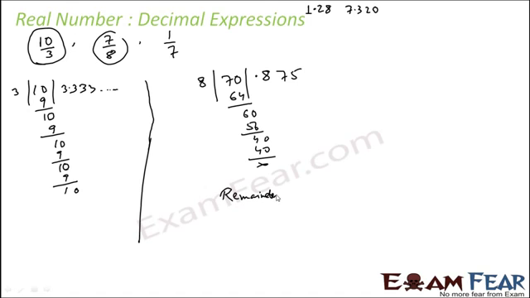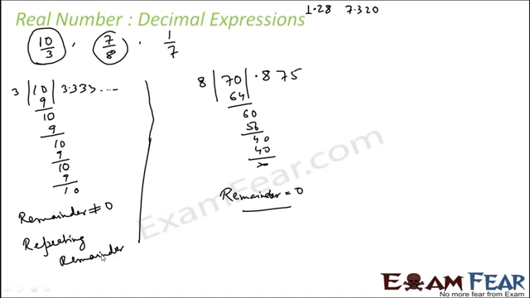In this case the remainder is 0, but in the first case, the remainder is not 0. Here the remainder never becomes 0, and there is a repeating sequence of remainders. So in the first scenario, we saw that the remainder never became 0 and there is a repeating sequence. In the second scenario, the remainder became 0.